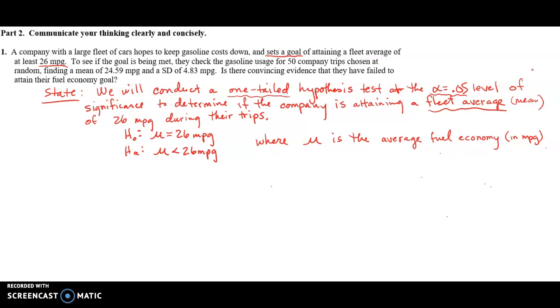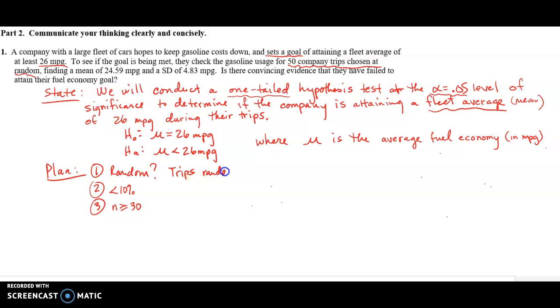So the next step that we want to do is our plan step, and that's where we're going to check our conditions. Our conditions are these. Number one, was our sample drawn randomly? We've got 50 trips chosen at random, so the trips were randomly selected. That's good. So that one checks out.